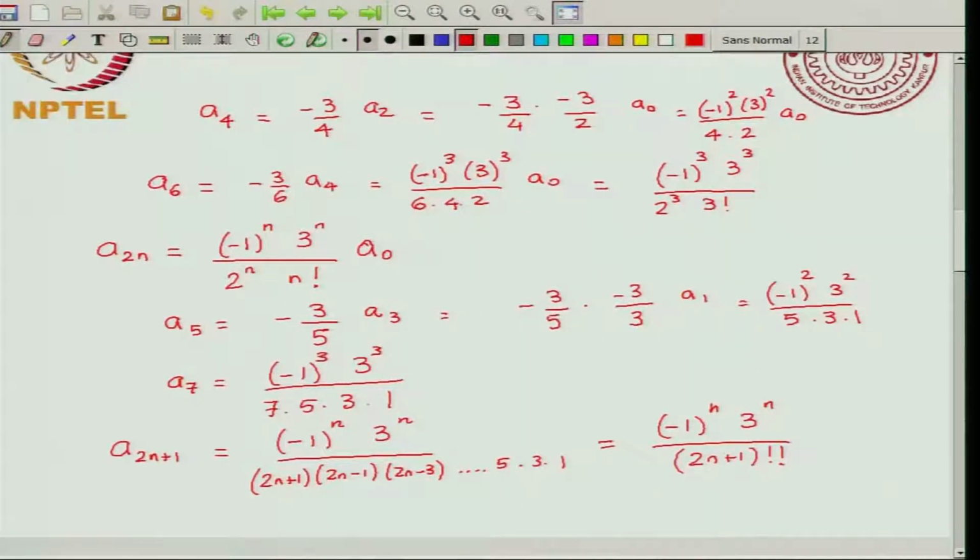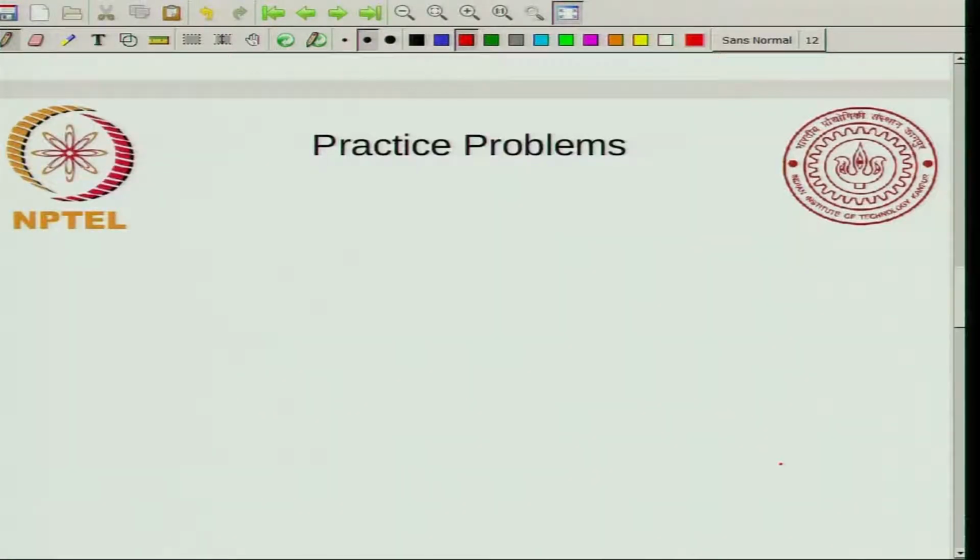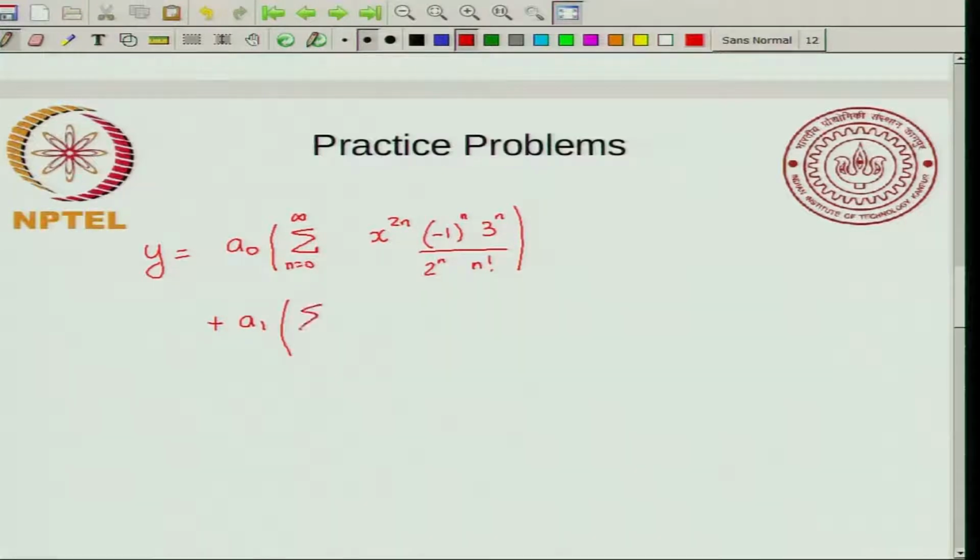So basically now we have our general solution. We can write our general solution in this form. y is equal to a0 times the sum over x raised to 2n, n equal to 0 to infinity. What was the coefficient of x raised to 2n? What we saw was minus 1 raised to n, 3 raised to n divided by 2 raised to n, n factorial. And you have the other term, which is a1 times the sum over n equal to 0 to infinity of x raised to 2n plus 1, minus 1 raised to n, 3 raised to n divided by (2n+1) double factorial.